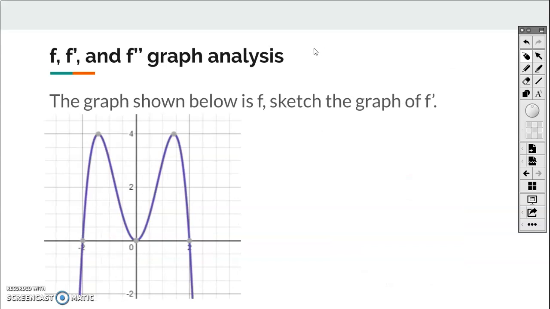All right. The next bunch of slides look at the relationship between f prime and f double prime when we're looking at a graph. Keep in mind that f prime, the first derivative, will tell you the slope of the tangent line. So slope will tell you if it's increasing or decreasing. The second derivative talks about concavity. Concave up looks like a cup, concave down looks like a frown.